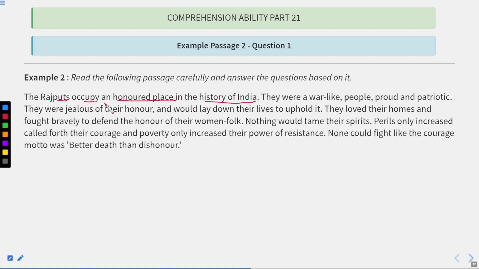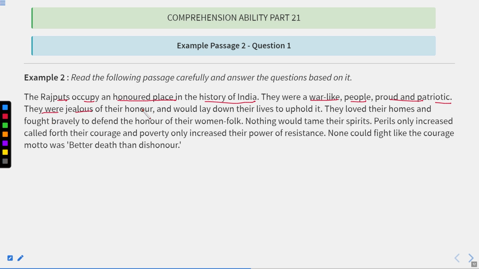The Rajputs occupy an honored place in the history of India. They were a warlike people, proud and patriotic. So they were warlike, it means always ready to war with or fight people. Proud and patriotic, obviously they are proud of being Rajputs, and patriotic as well, it means they were fond of their motherland, they love their motherland a lot.